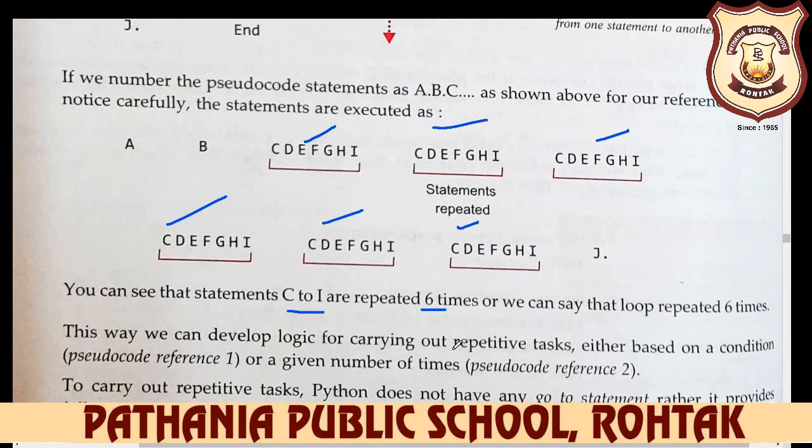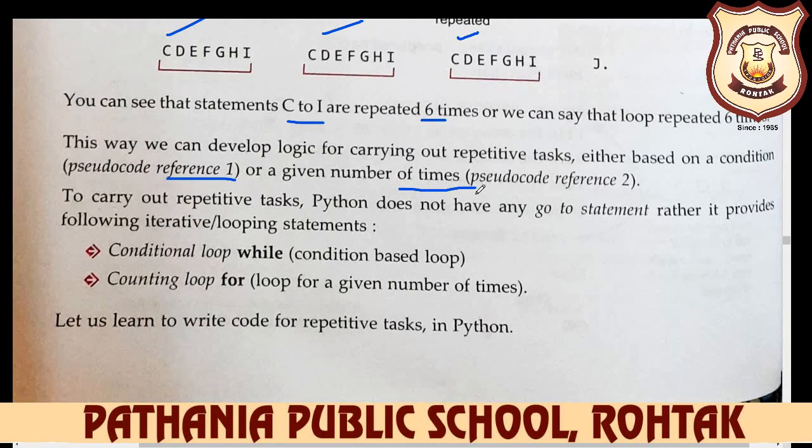Okay, to carry out a repetitive task, Python does not have any go-to statement. Rather, it provides the following iteration looping statements. So, a conditional loop, which is condition based, or a counting loop for a given number of times. While and for both are looping statements, both are used for repeating, but while is a conditional loop where we write conditions like greater than 5, less than 5, equal to 6. But the for loop is a counting loop, for looping a given number of times.